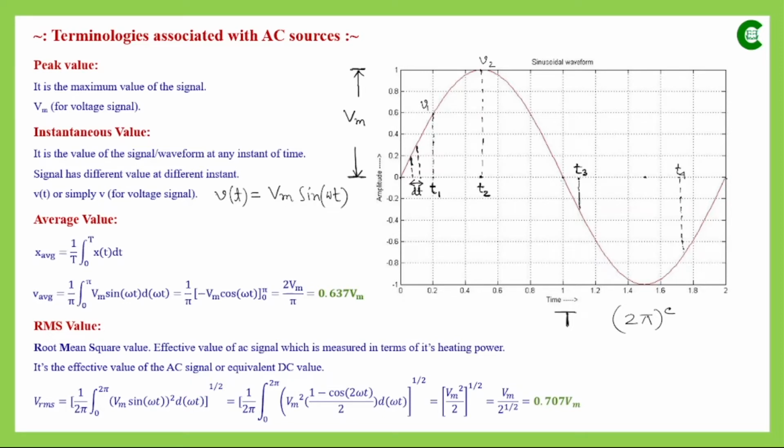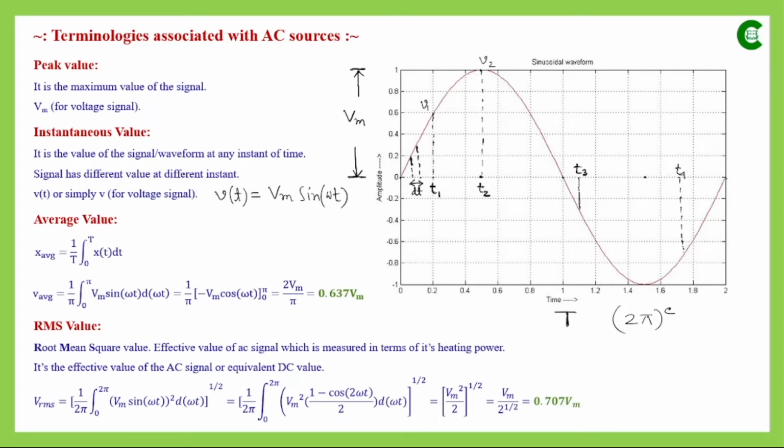Now at this instant, when we have the negative half cycle, if we put the value of this time in the same expression, then we will get the amplitude of that signal, along with a negative sign. Similarly, for t4, if it is another instant, then we will get another value for that signal.